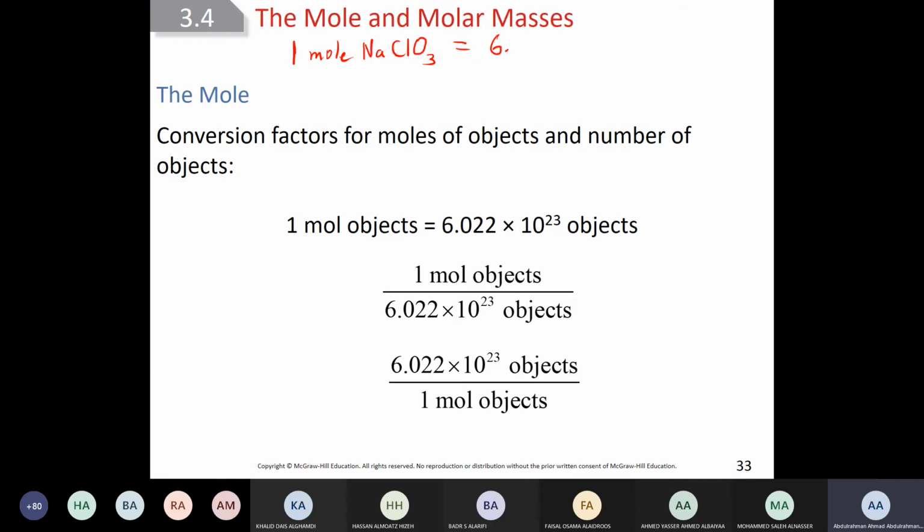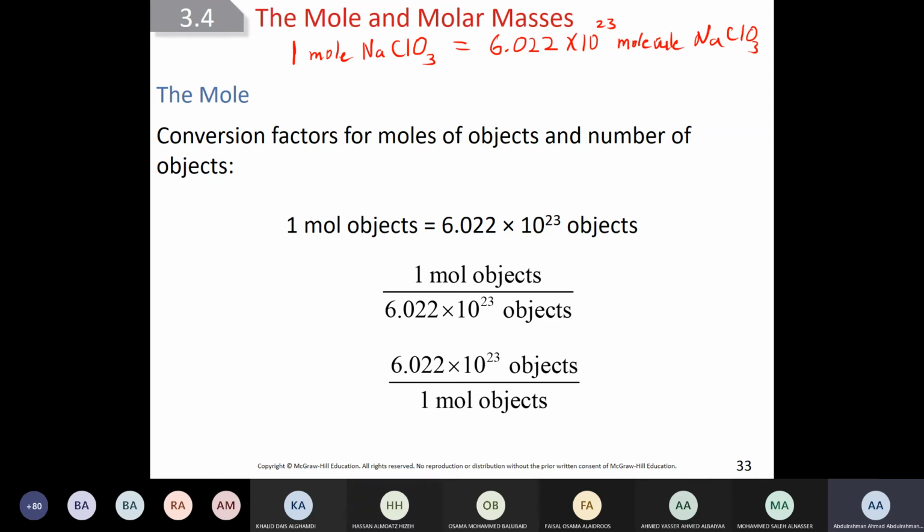6.022 times 10 to the power 23. 23 what? NaClO3 molecule. What is it? You have to put the whole name: NaClO3. Clear?